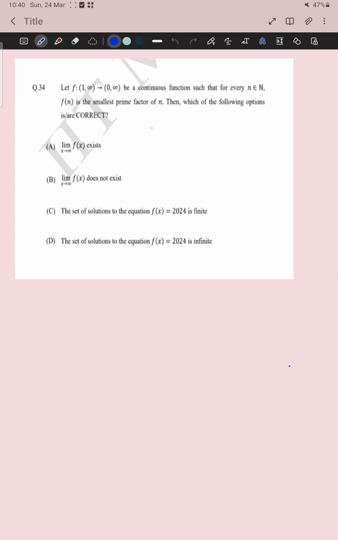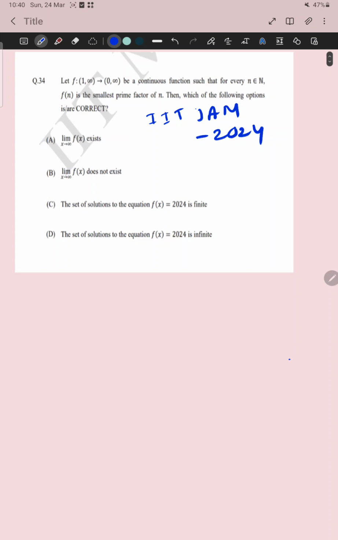Today we solve a very interesting question, and this question is asked in IIT Exam 2024, and this question is from the real analysis part. Okay, what is given?